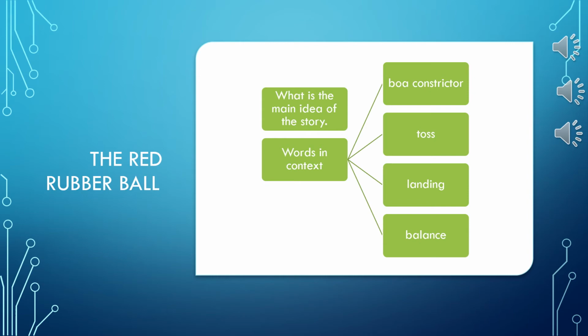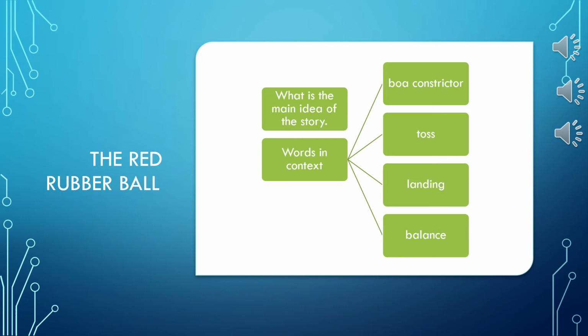C part is words in context. Write the correct answer. A boa constrictor is a dash. Person, snake, or bird. Yes, boa constrictor is a snake. So the exact meaning of boa constrictor is, it's a large snake that kills animals by squeezing them, right?